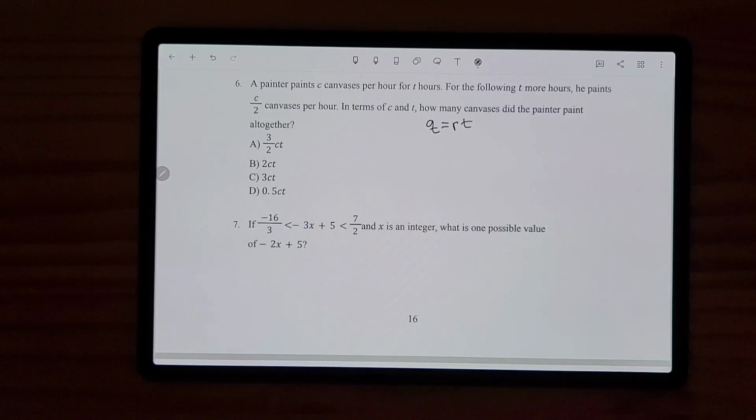If you don't already have this, pause to read the question. But I'm going to get right into the explanation right now. So this question is basically testing your knowledge of this little formula right here. Quantity is equal to the rate times the time.